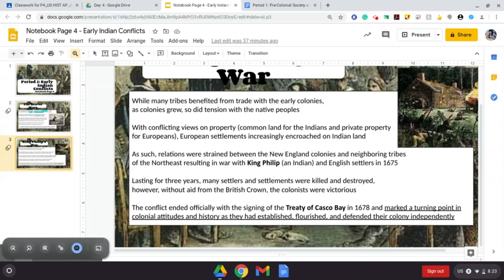Okay, so this is important because colonists now saw that they were independent. They no longer needed the British crown for help or for aid. So they started, a moment when they started seeing themselves differently.